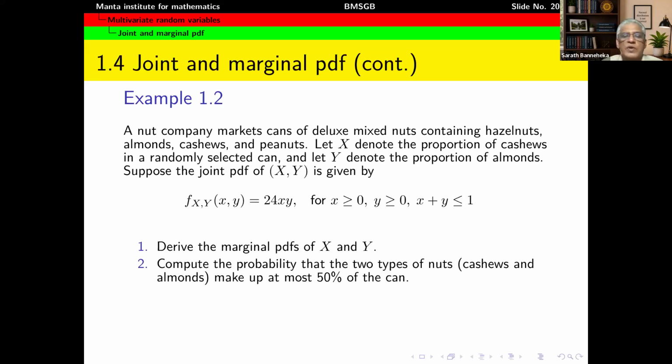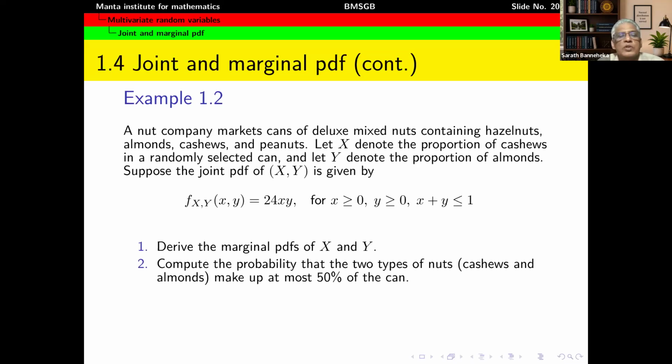Therefore, that's why we say here X of course has to be greater than or equal to 0. This X is the observed value, for example, a real number at which you are calculating the joint density, right? So X has to be greater than or equal to 0, Y has to be greater than or equal to 0, and X plus Y, which gives you the total proportion of cashews and almonds, has to be less than or equal to 1, because there can be, in addition to these two, some other, maybe only one remaining nut.